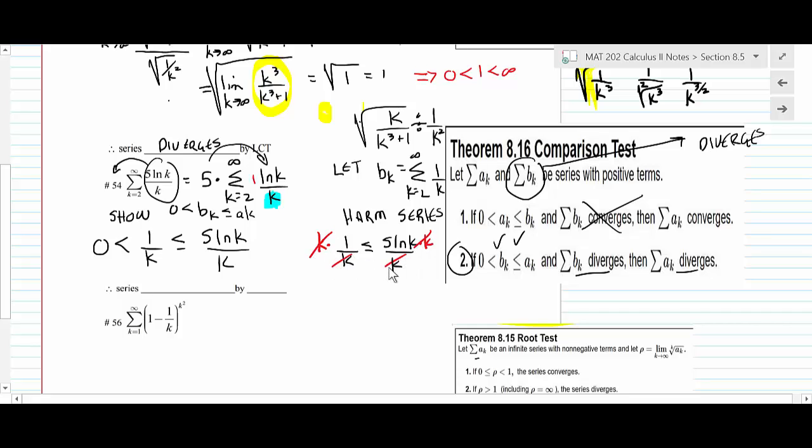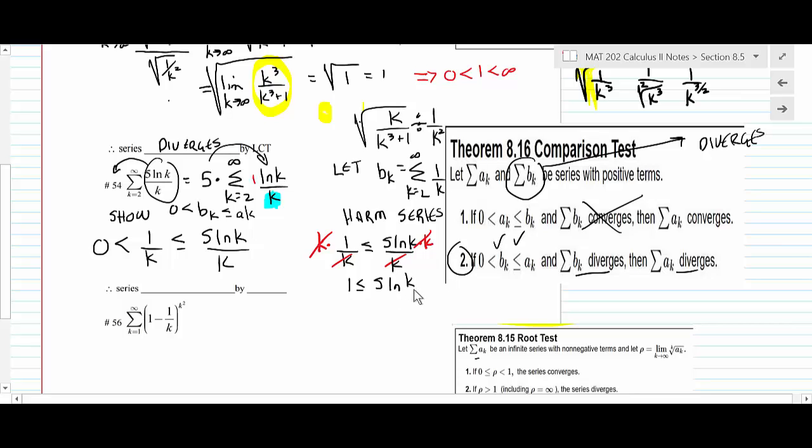Here's why. First of all, is k a positive number in this problem? Of course, k is going from 2 to infinity. If you multiply both sides of an inequality by a positive number, nothing changes. The sign doesn't change, right? What did you learn if you multiply an inequality by a negative? The sign changes. So we don't have to worry about that. But we can do that. Okay, so what we have now is 1 is less than or equal to 5 ln k.